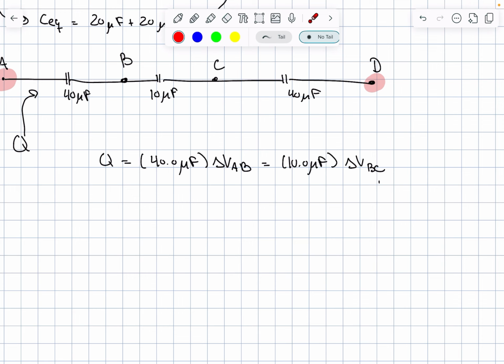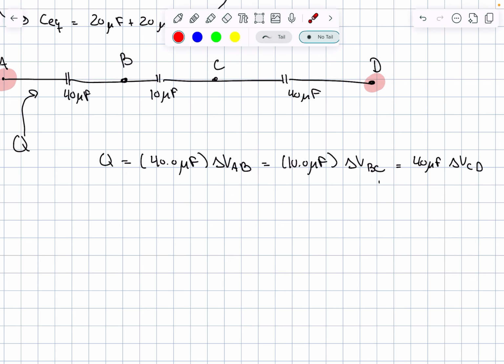So for this one, it has a certain amount of charge on it. And then we have the potential difference between B and C. And that is going to be equal to 40 microfarads times delta V CD. Same thing, right? Potential difference between this plate is, well, what was the potential here? And what's the potential here? That's going to be our difference.